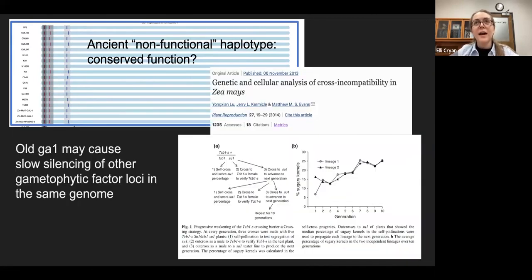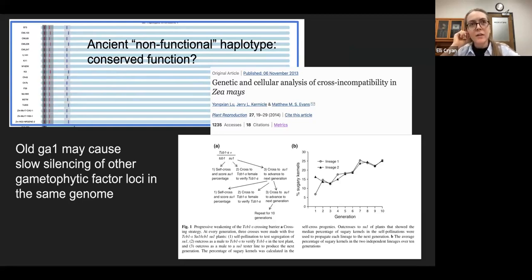One thing that could potentially be going on here is as observed in this 2014 paper from Lou Carmichael and Evans: sometimes if you cross this old GA1 genotype to other backgrounds that have an active barrier, you can get over many generations a slow silencing of this barrier. In this paper, they did a nice experiment where they crossed the active TCB1 to a background that had inactive TCB1, the wild type, and then this inactive sugary 1. They used the phenotype of the sugary 1 across many crosses to a background with the active locus to see whether you continue to have non-Mendelian segregation in the phenotypes of the kernels.